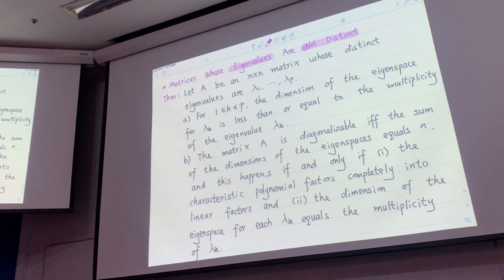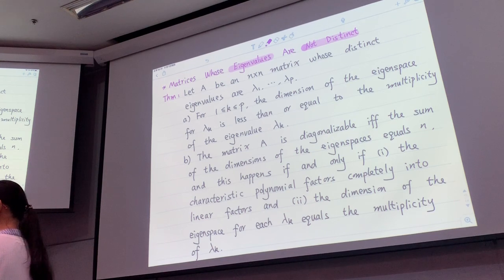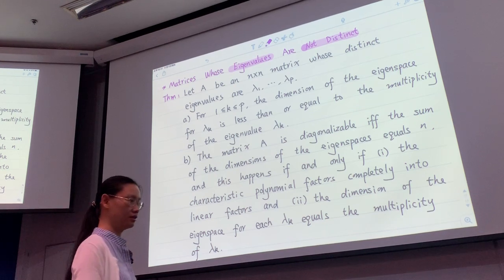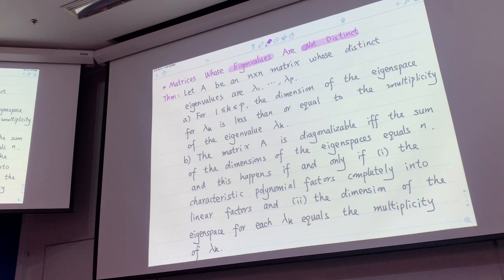And the next condition is that the dimension of the eigenspace for each lambda k should equal the multiplicity of lambda k. If these two conditions hold, then even if the eigenvalues are repeated, we still have n linearly independent eigenvectors. Then in this case, it is still diagonalizable. So it looks very long, but it's easy to understand. You just keep these two examples in mind, then you have a good idea. Okay.